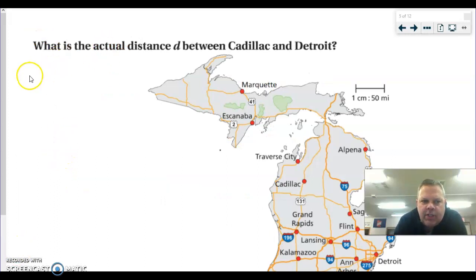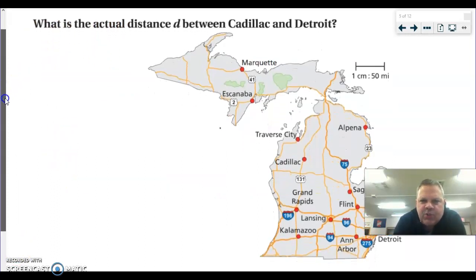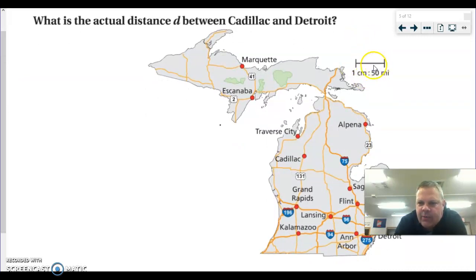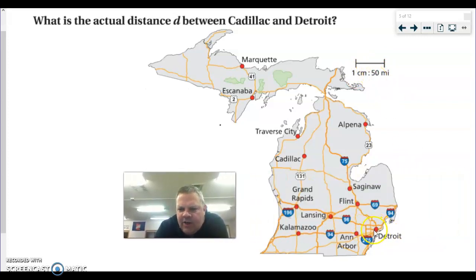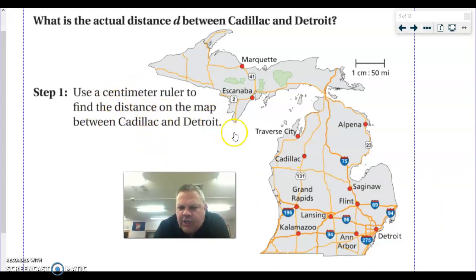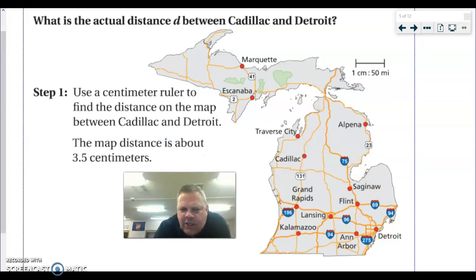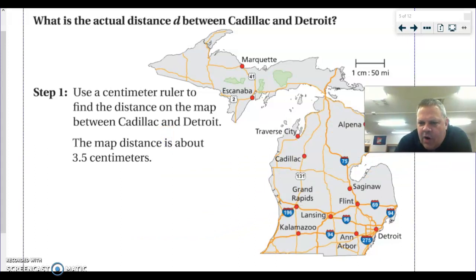So in this, we're going to actually ask, what is the actual distance between Cadillac and Detroit? And you can see right here that they say 1 centimeter is equal to 50 miles. So the first thing that I have to do with this is I have to figure out how far Detroit is to Cadillac. And if you're going to do this, you're going to use a ruler. And it won't be the same as in the book, because this is a little bit bigger, blown up. But what I can tell you is that the distance from Cadillac to Detroit is about 3.5 centimeters in the actual textbook.